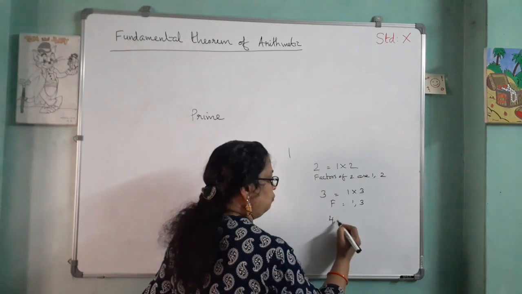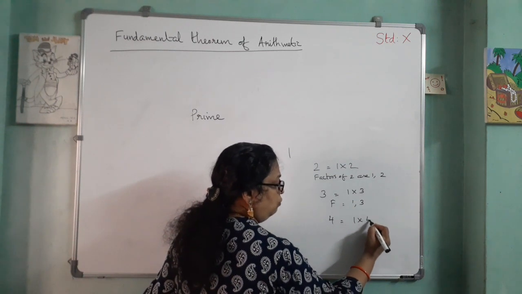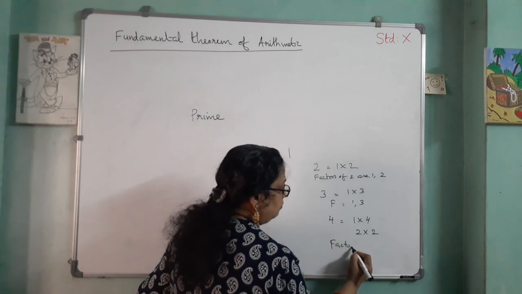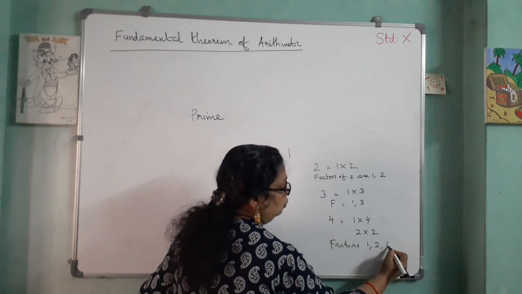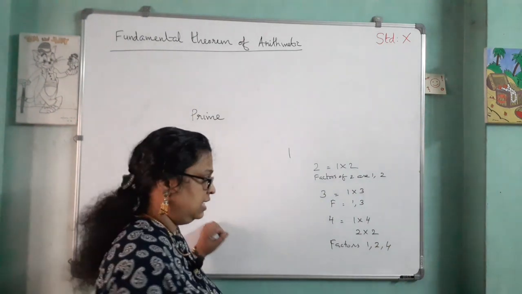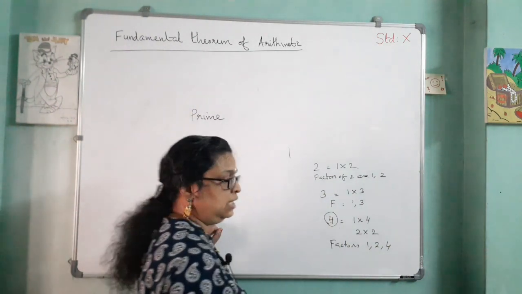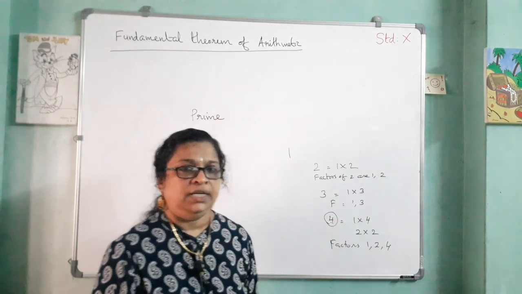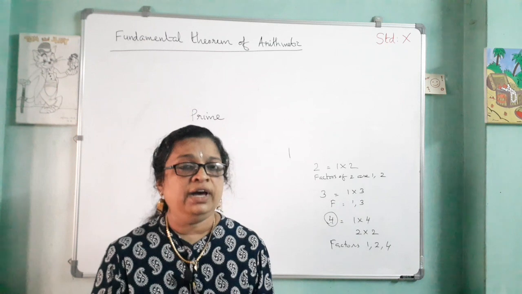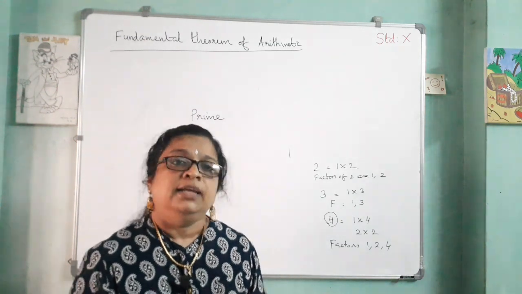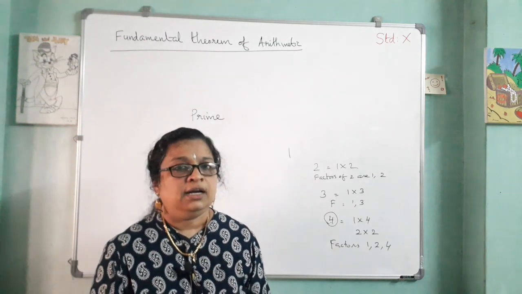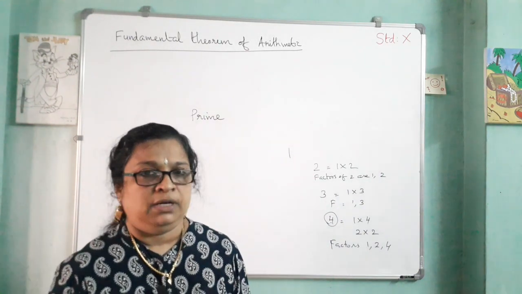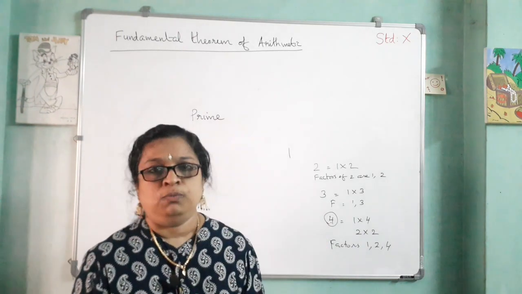Then what about 4? 4 is equal to 1 into 4, and it can also be 2 into 2. So the factors are 1, 2, 4. It has more than two factors, so 4 is a composite number. 2 and 3 are prime numbers. In that way we can find out that a number which has only two factors is called a prime number, and numbers which have more than two factors are called composite numbers. In that way 2 is the smallest prime number and 4 is the smallest composite number.